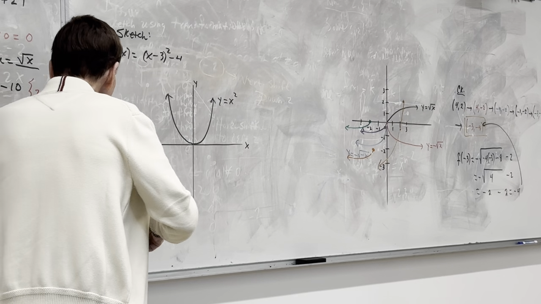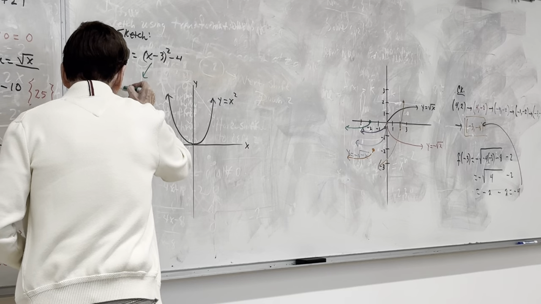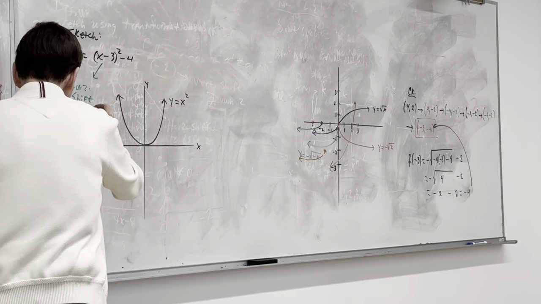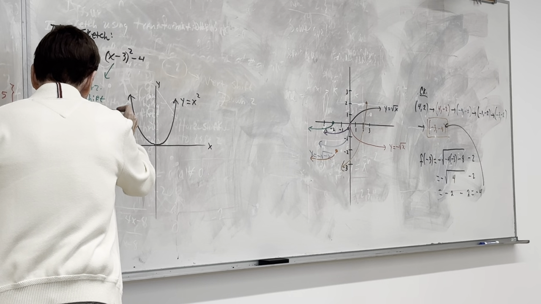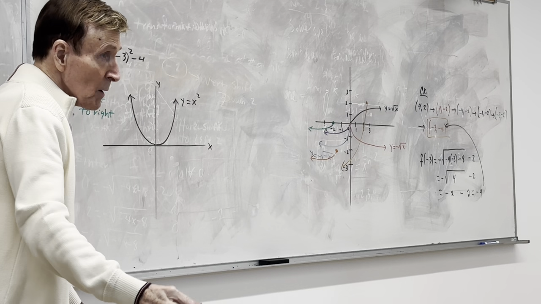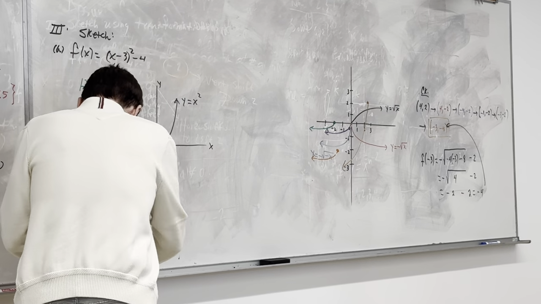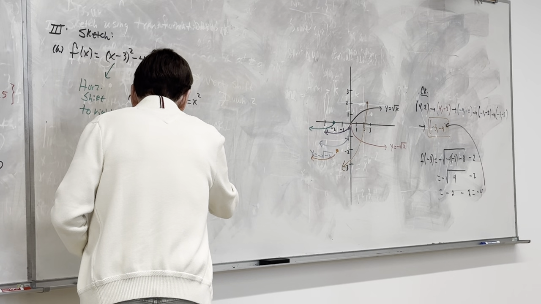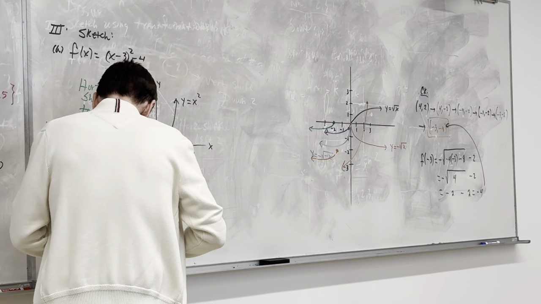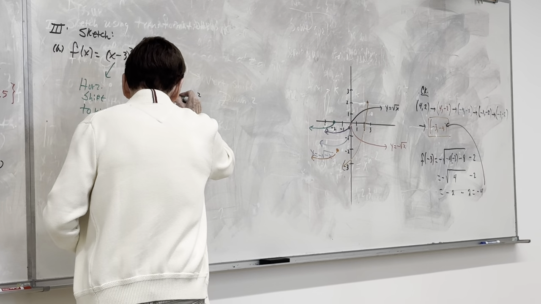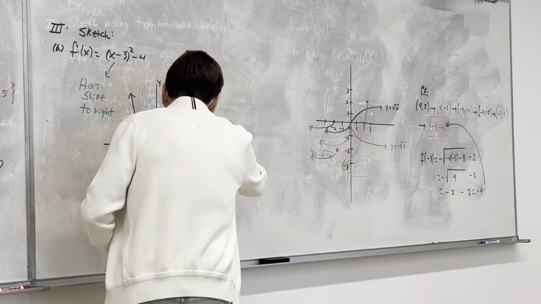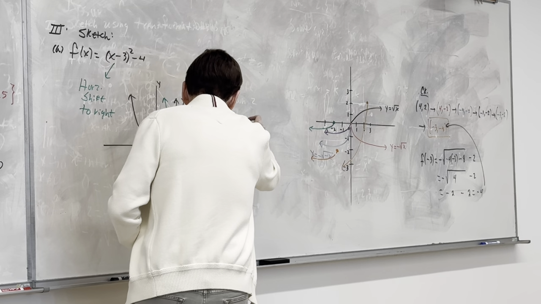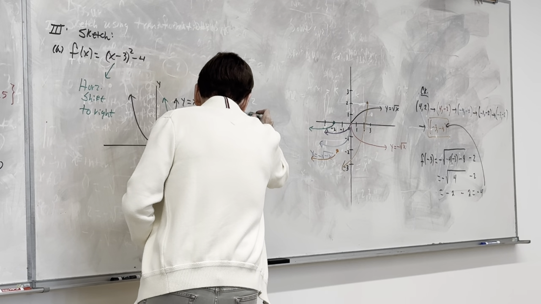First transformation is this, which says there's going to be a horizontal shift. In this case, to the right, 3 units. So just show me roughly. With that graph, it's going to be shifted over 3 to the right. It's going to look something like this. And we label this as y is equal to x subtract 3 squared.